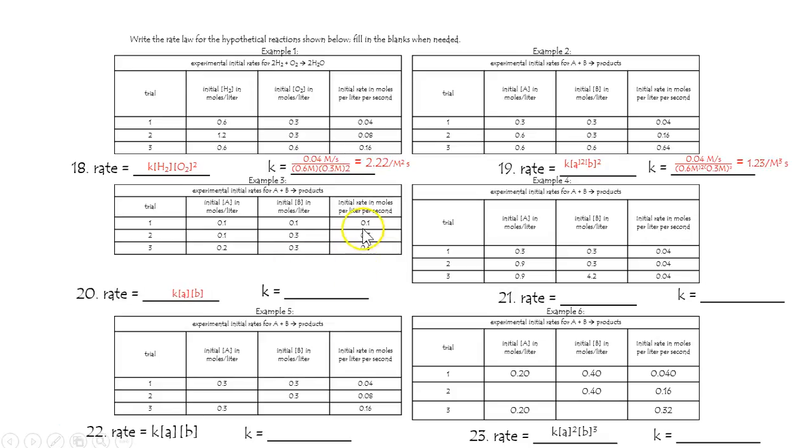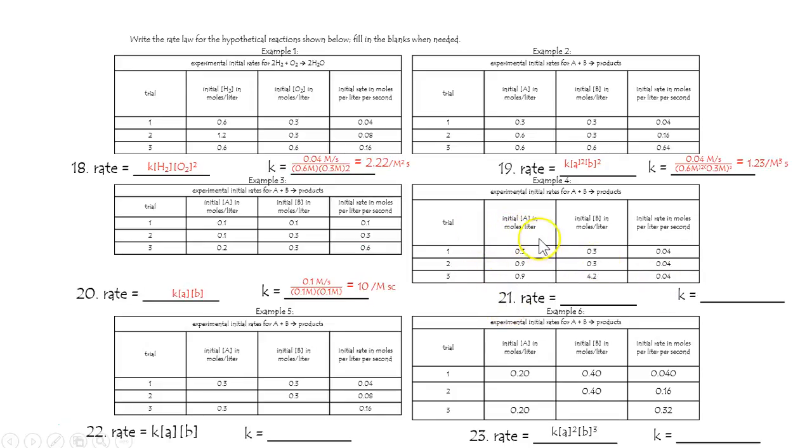K is going to be equal to, if you take trial 1, 0.1 over 0.1 times 0.1. And that is 10 per molar second. You know, for the units, you have to just see what spits out, right? Molar per second over molar times molar equals 1 over molar times second. So just do the unit conversion for finding the rate constant. There is one, and it's going to vary depending on the exponents.